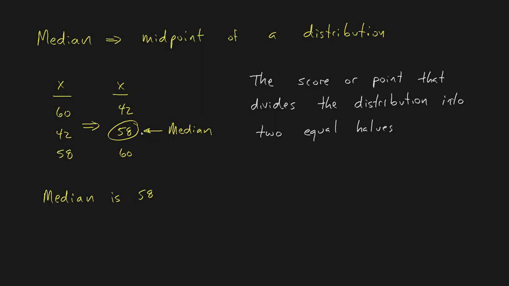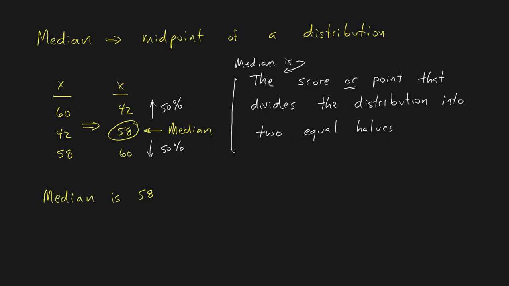Because sometimes you'll be thinking about the median in terms of percentiles. For example, 58 here is the 50th percentile. That means that 50% of the scores in this distribution are less than or equal to that, and 50% are greater than or equal to that number. So that's what I've got written here. The median is the score or point, this will become important in a moment, the score or point that divides the distribution into two equal halves.